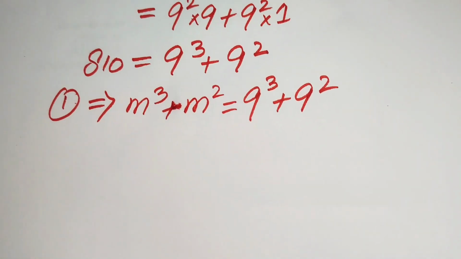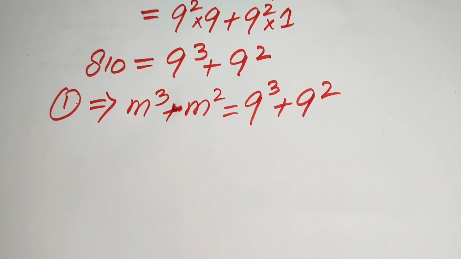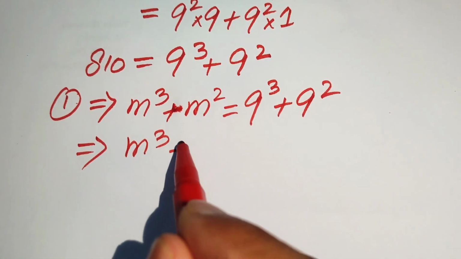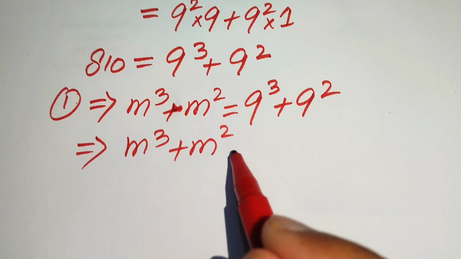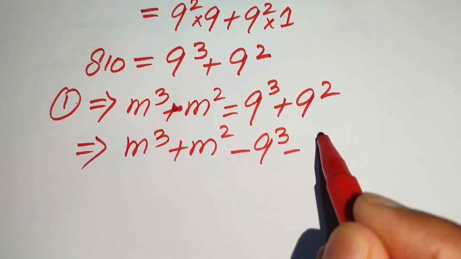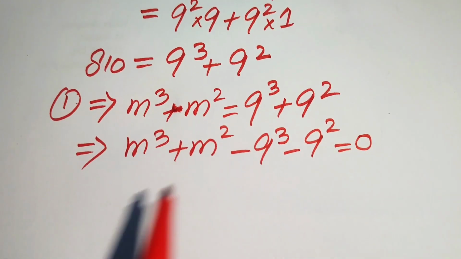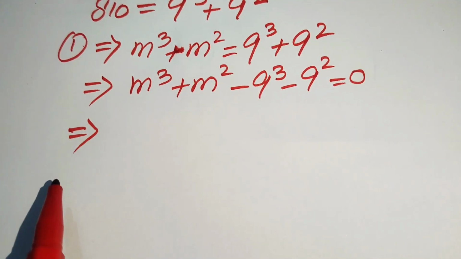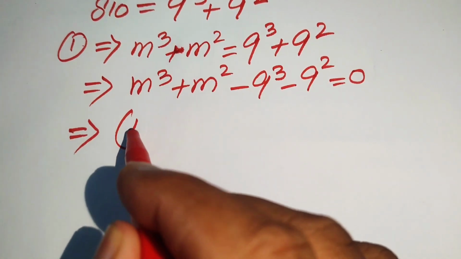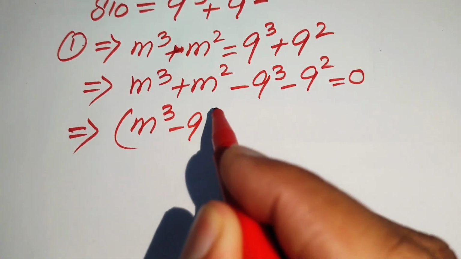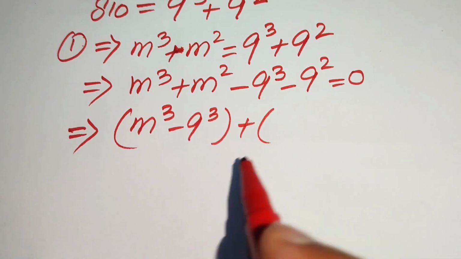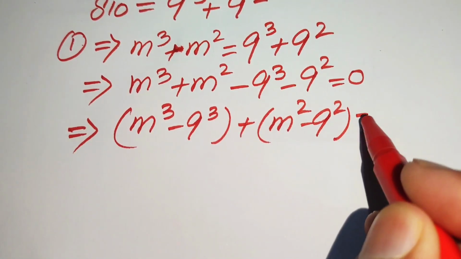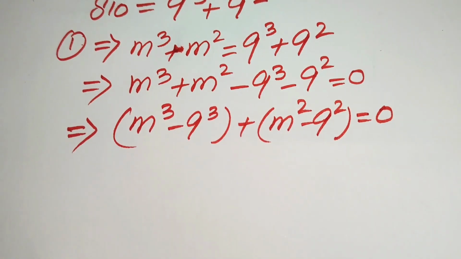And now after this step we move the terms from right hand side to the left hand side, and it will be written as m cubed plus m square minus 9 cubed minus 9 square equals 0. And here we just make the pairs of cubic terms and the square terms. So we have the cubic terms m cubed minus 9 cubed, and the square terms m square minus 9 square, and this whole equals 0.